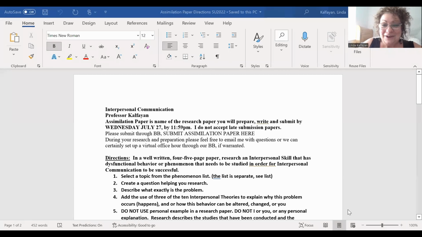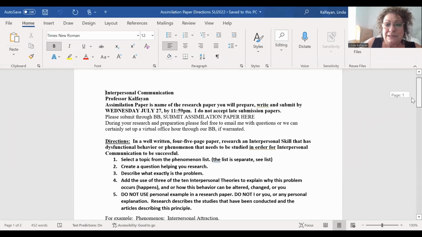So I am going to pull up and show you your assignment and equally explain it to you in this fashion. So here's your assignment directions. Here they are. Okay. So the assimilation paper is the name of the research paper you will prepare and write and submit by Wednesday, July 27th for this course, 11:59 p.m.